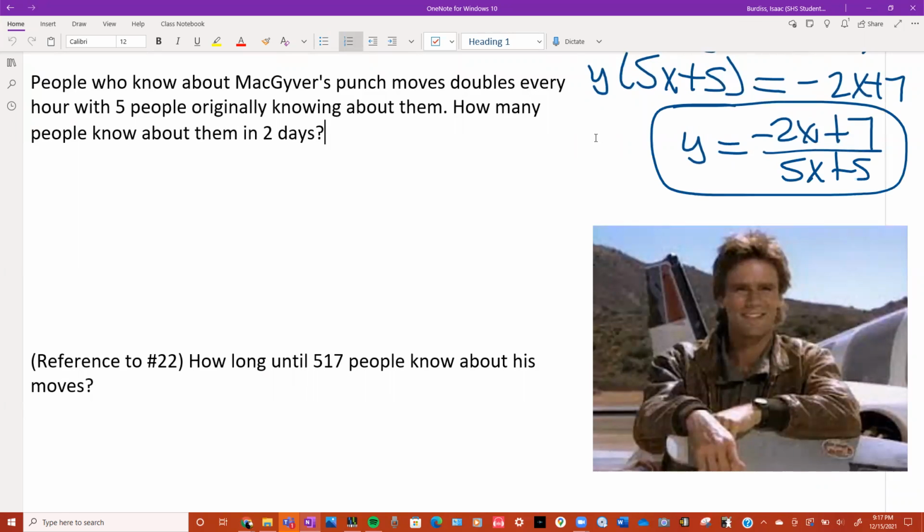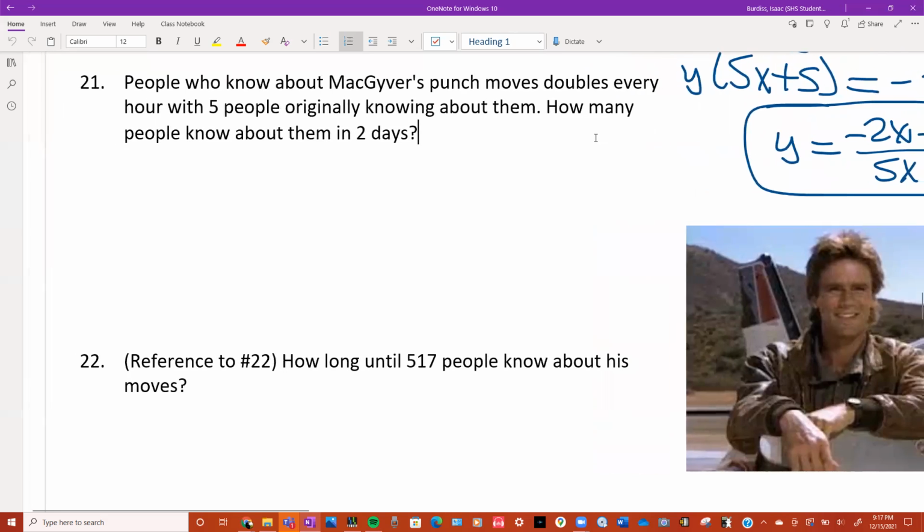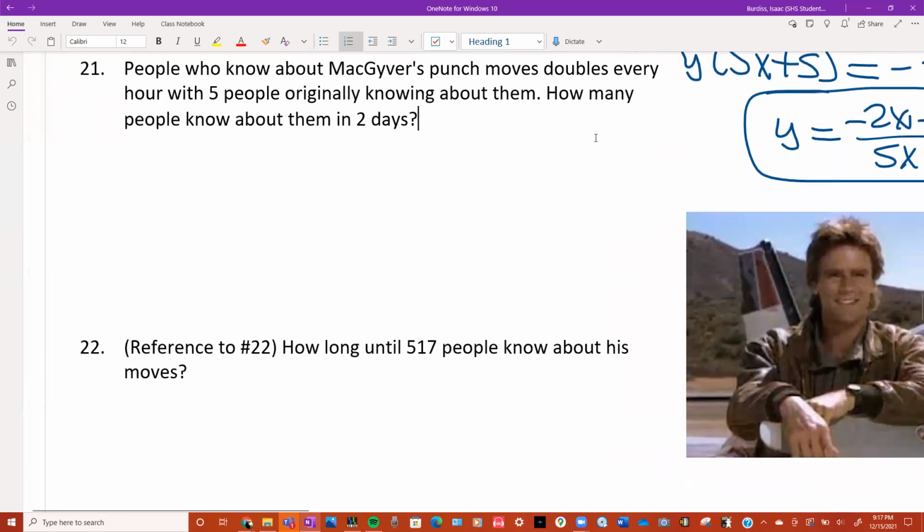There we go. All right, that's the answer. Sorry that took so long. All right, now we're on exponential equations. So I told you that section was long, but these are less long.